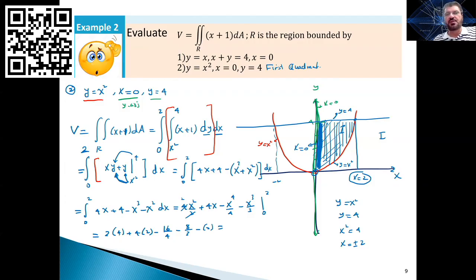And this is equal to 8 plus 8 minus 4 minus 8 over 3. This is 4 and 8 is 12. So this is equal to 12 minus 8 over 3. 3 times 12 is 36 minus 8 over 3. 36, if you remove 8, you get 28 over 3. That's the answer. This is exactly the volume of this solid. Same solid, by the way, but on the ground, it's standing on this shape that you see on the right.